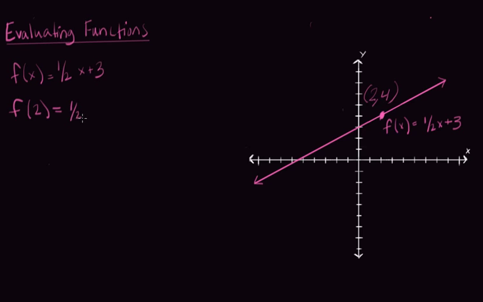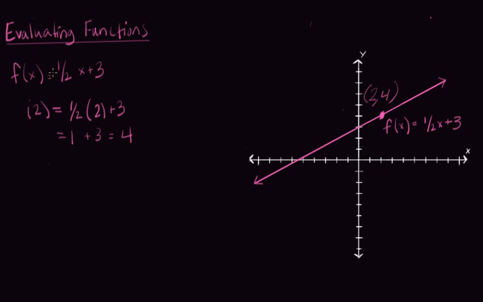So I'll do 1/2 times x, right? We don't have to write the multiplication in here, but it's 1/2 times x. I'm going to use parentheses to indicate multiplication. So 1/2 times 2 plus 3. 1/2 times 2 is 1, right? So this is just 1 plus 3, which is 4, which incidentally is the same output that we got when we checked the graph, so that's good. So evaluating functions is just when we take a number, we plug it in for x, and then we solve the function to see what the output is equal to.